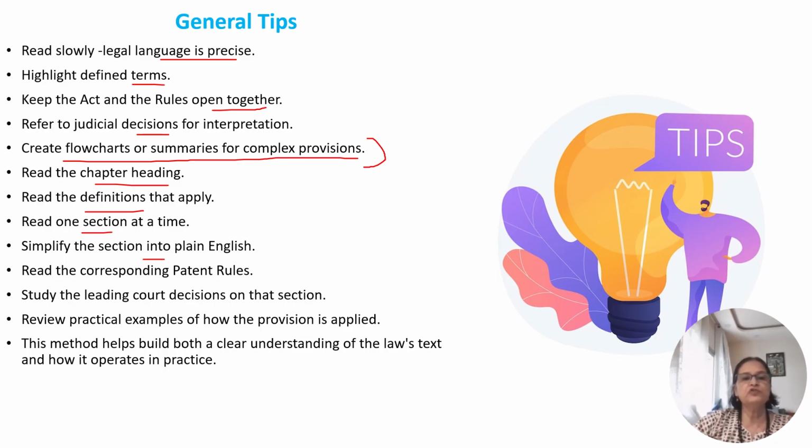Simplify the section into plain English. Read the corresponding patent rules, and when you're simplifying the sections into plain English, make sure that the meaning of that particular section is not changed and the keywords are kept intact. Study the leading court decisions on that section. Review practical examples on how the provision is applied. This method helps build both a clear understanding of the law's text and how it operates in practice.